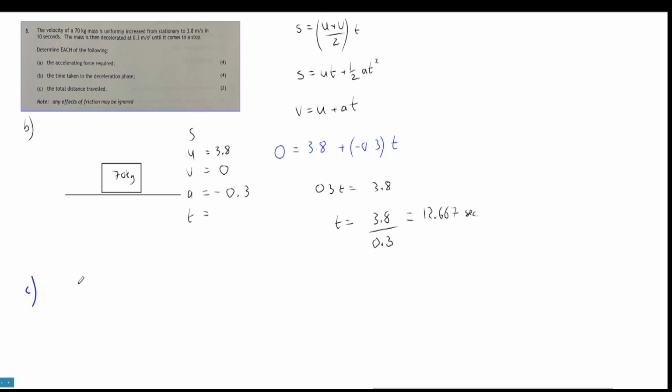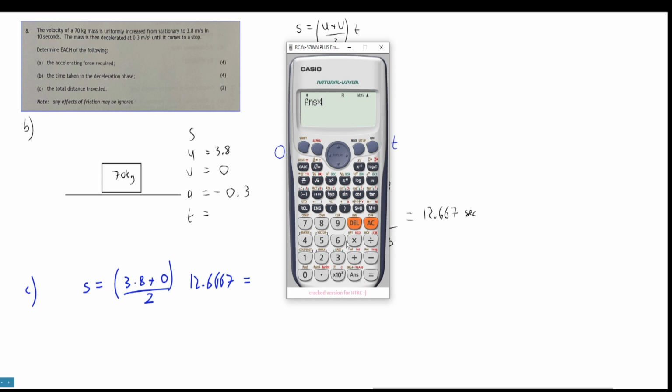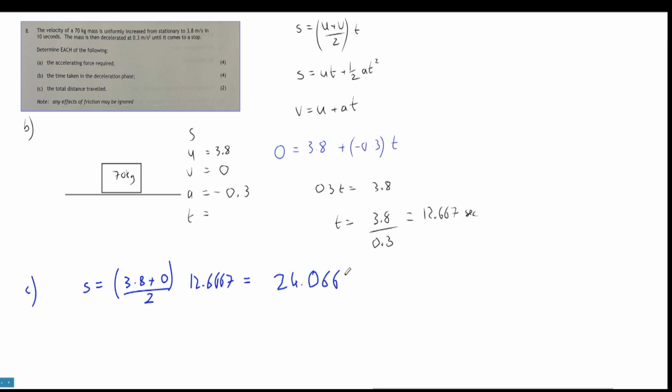So this is part C. It's in 2 parts. This is a deceleration phase. So the s is equal to the initial velocity, which is 3.8, plus the final velocity, which is 0, everything divided by 2, times by the time taken, which is 12.6667. That's actually the deceleration, so I can calculate this. We might as well do it. 3.8 divided by 2 times by 12.6666. I got 24.0666, 24.066667 meters. This is only in half of it, right?